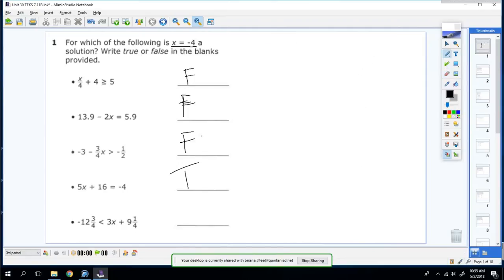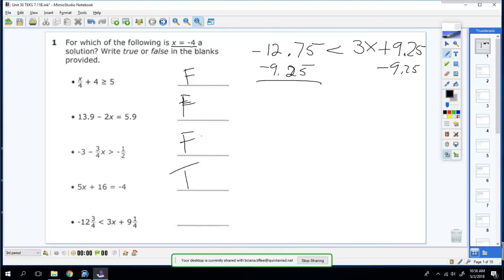Last one. So now I have -12 3/4, which I'm just going to make -12.75, because 3/4 is less than 3x plus 9 1/4, which is 9.25. So I'm going to subtract 9.25 from both sides. When you do that, you get 22 is less than 3x.